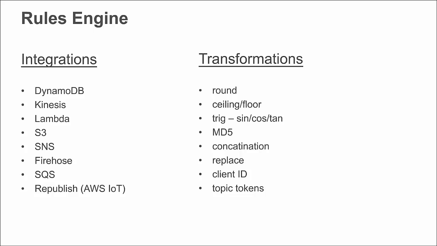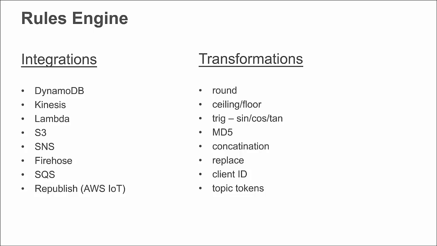The rules engine allows, here's the integrations that we currently support: DynamoDB, Kinesis, I talked about Lambda, Kinesis Firehose, SNS, SQS. You can even republish messages back into AWS IoT, so maybe you recognize a condition like that and it actually should post a message to another device, maybe some alerting device or something, so you could do something like that.